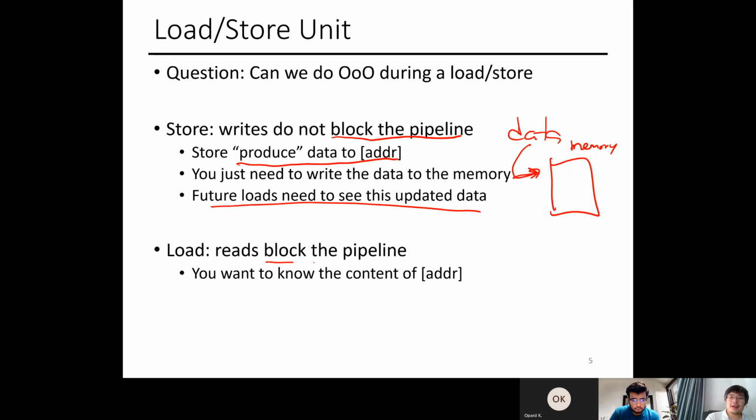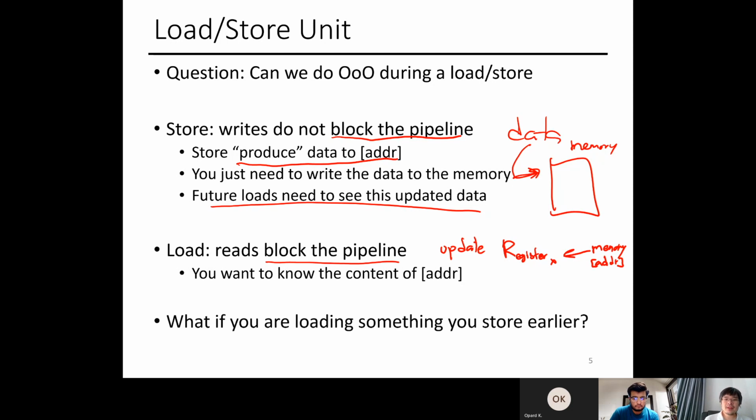But for loads, they block the pipeline because you want to update register X, some register, right? With the content in the main memory at that address, right? You want to put the content at that address into the register, which means that it's going to block the pipeline because I don't know what I'm going to write into the register. If someone else needs that register, it means that they have to wait, right? So again, repeat the same message.